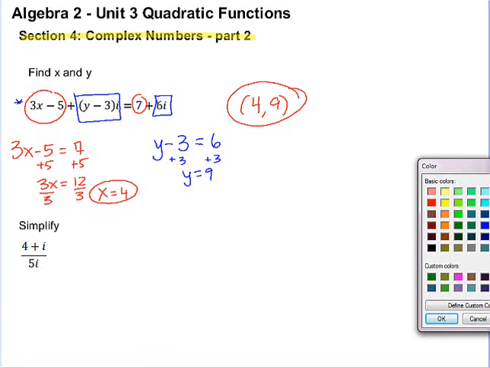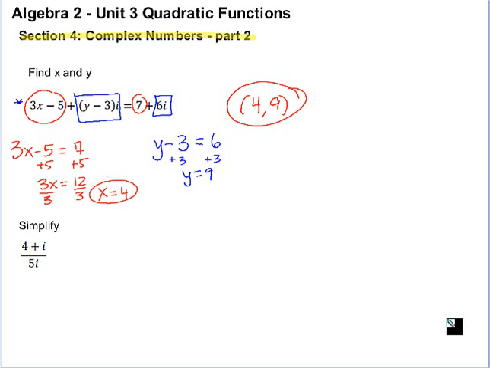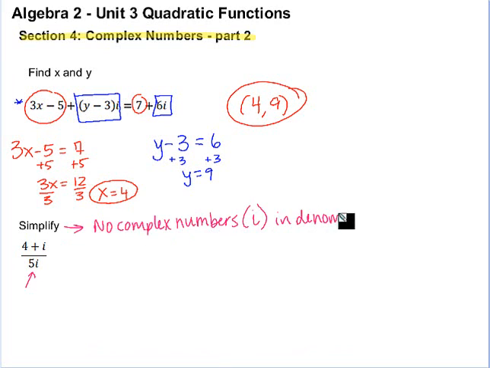The next problem we want to simplify. Notice right here we have a complex number in the denominator. For us to be simplified, there should be no complex numbers in the denominator. So when we say no complex numbers, that's no i's. So in order for us to take care of this, we just have to recall our chart.